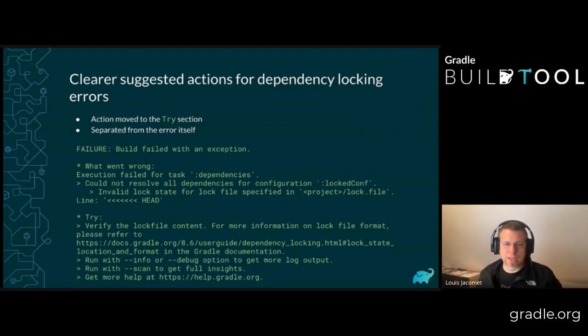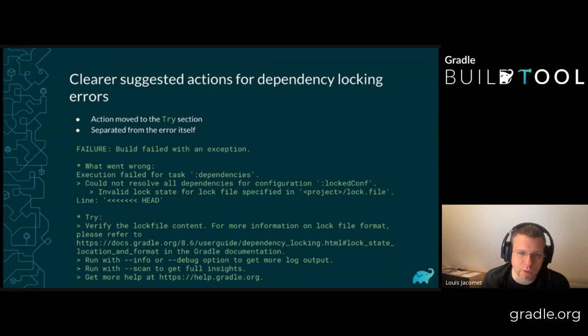When leveraging dependency locking and you got an error about either a corrupted lock file or things like that, the error message would mix both the statement, like what was wrong, and also contain some hints about what to do. So what was done in a previous release was make the message much clearer, and that was actually contributed by the community. But the reason we're mentioning it only now in 8.6 is that we also worked on splitting the error itself from what needs to be done.